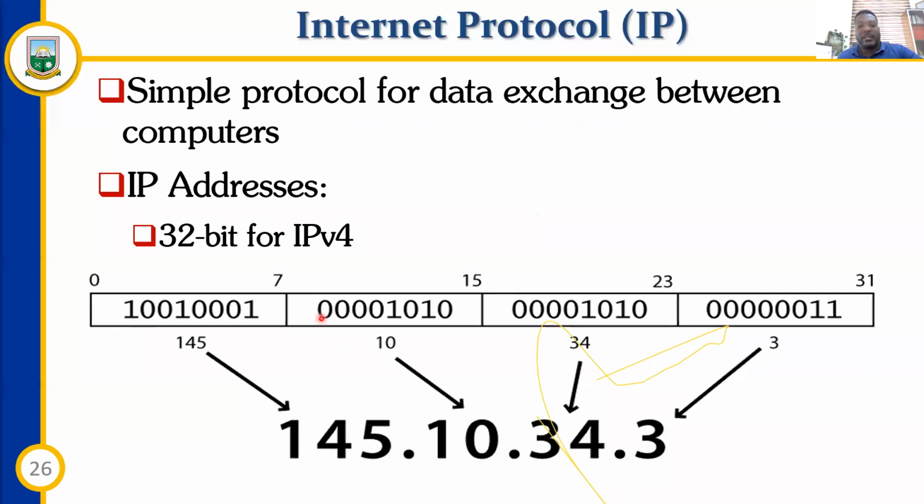When it comes to the second one, this is the second octet. This is the third octet. This is the fourth octet. So 8 plus 8, 16 plus 8, 24 plus 8, 32. That is how come we have 32 bits for Internet version 4.